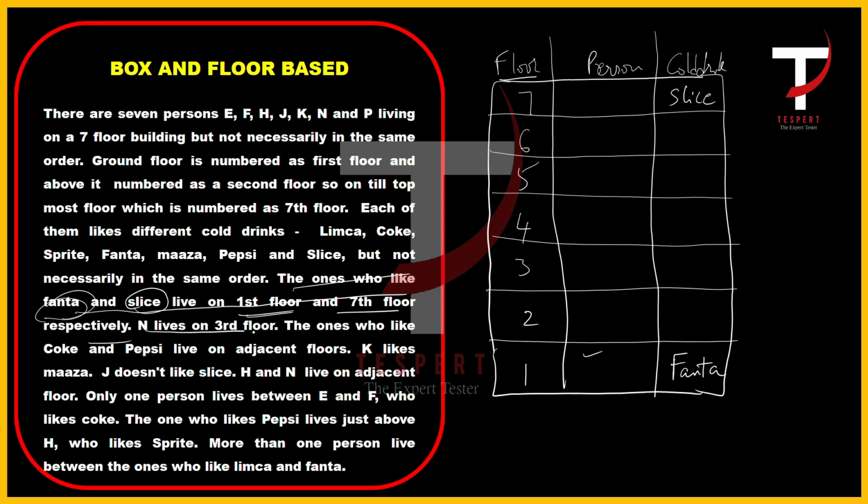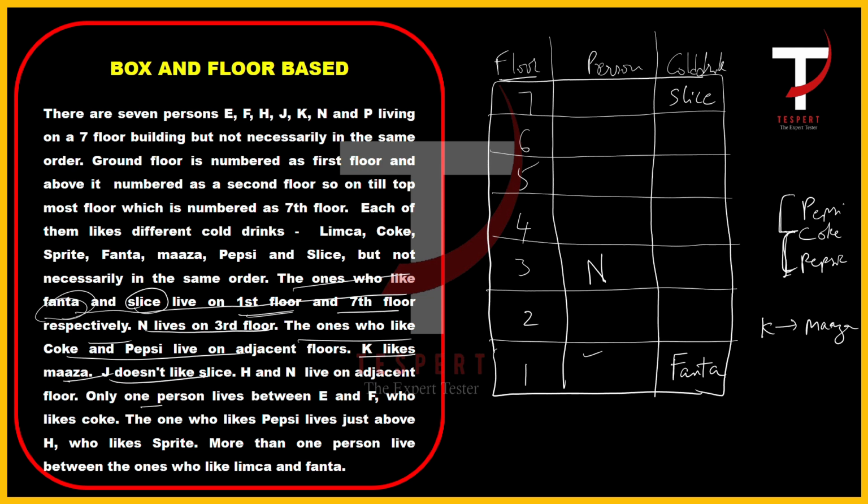And N lives on 3rd floor. So where is 3rd floor? Yeah. So N lives here. And the ones who like Coke and Pepsi live on adjacent floors. So adjacent can be either Pepsi and Coke or Coke and Pepsi as well, right? Adjacent means one after the other, either this case or this one. Okay. K likes Maza. So we will take this as a reference in future.